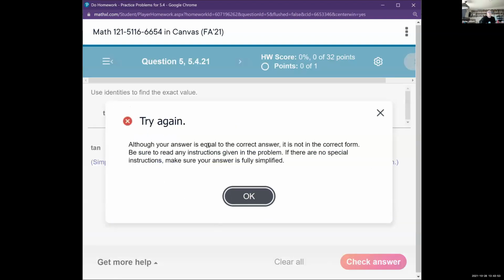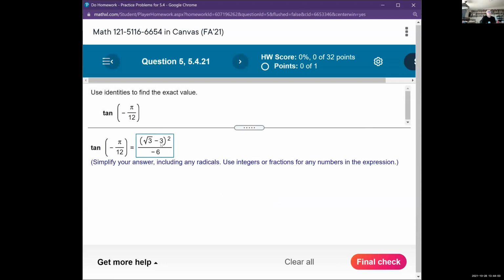Oh, now here we're given a different hint. That's good to see. Although your answer is equal to the correct answer, it's not in the correct form. And be sure to read instructions. All right, so what in the instructions are saying that they want me to FOIL this out? Radicals, integers, fractions. I don't see what they're saying that wants me to FOIL that out. But let's say we FOIL it out. If I FOIL out the top, oh, it's because if we FOIL it out, we can then combine some like terms. So that's why they want us to do it. Yeah, that's fair.